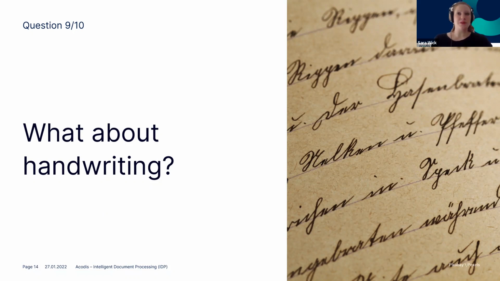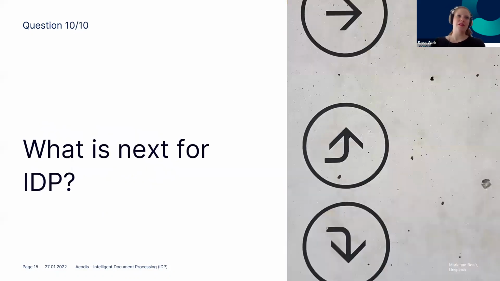So yes, we can do handwriting to a certain extent, but it is by no means close to machine written text. So there will be further research, and it should get better and better with time, but not tomorrow, more years to come. Which leads us to the last question that I have prepared today. What is next for IDP?